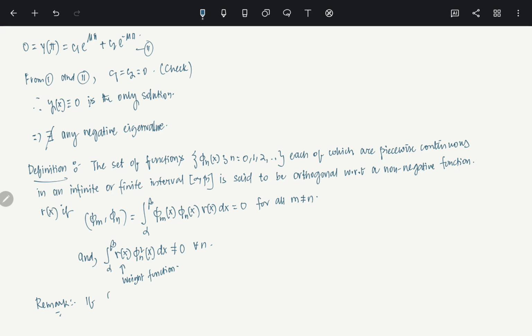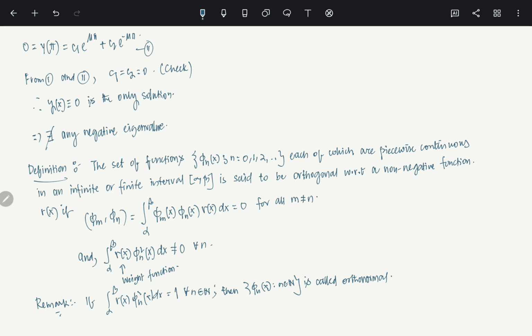If the integral from alpha to beta of phi n square x dx equals 1 for all n, then we call the set phi n of x, n in N, orthonormal. It's called orthonormal. Is this okay? Right, that's just the definition.